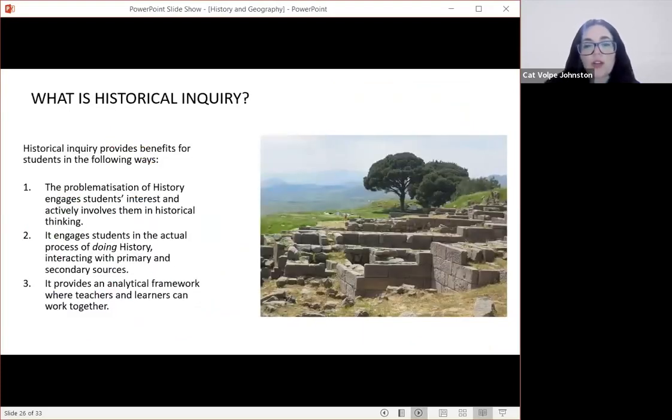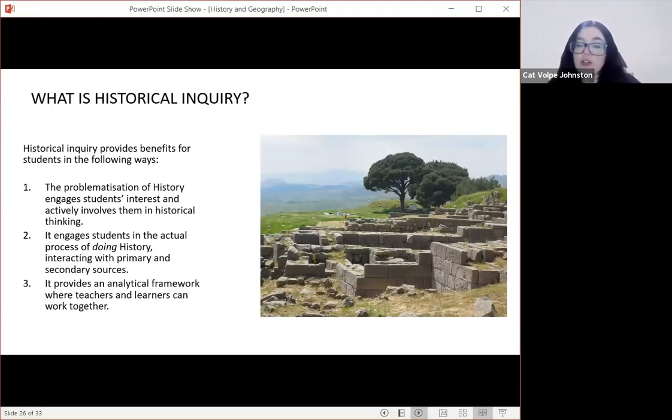So what is historical inquiry? Well, it provides many different benefits for students. For example, in the following ways. The problematization of history, which engages students' interest and actively involves them in historical thinking. It engages students in the actual process of doing history. So we're actually interacting with primary and secondary sources. And it provides an analytical framework where teachers and learners can work together.